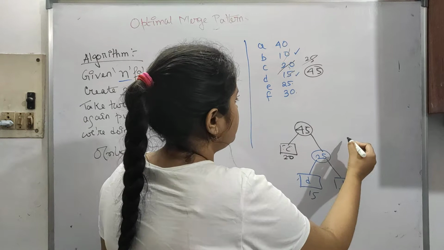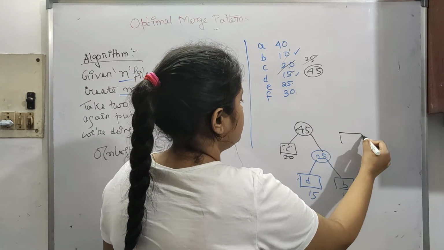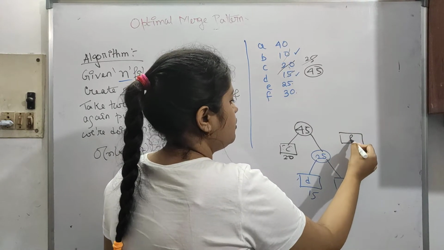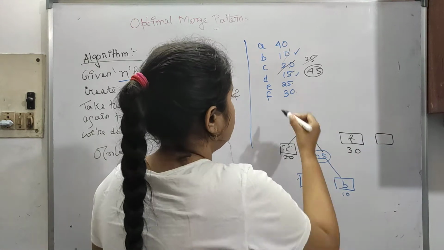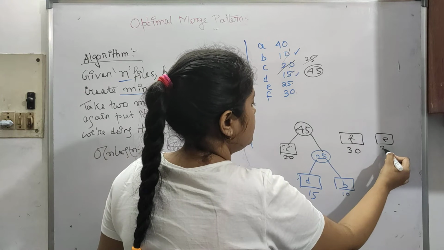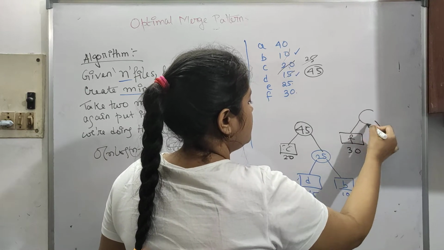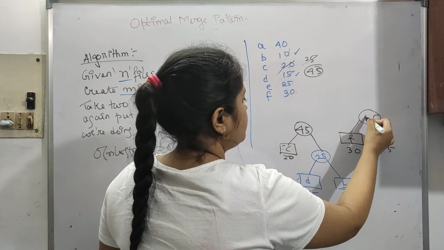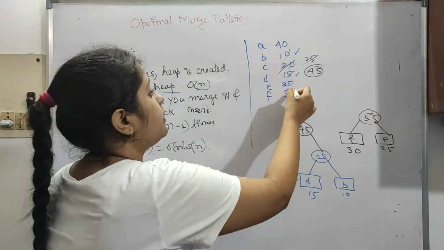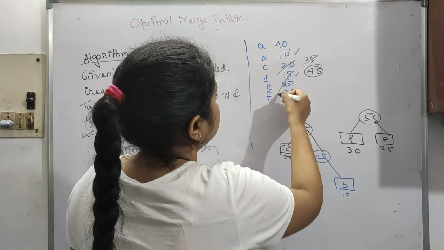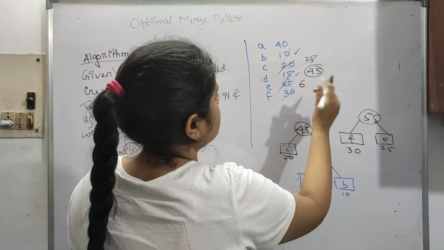So if we take 25 and 30, let's say 30 is put on the left side, because we can put it any way, right or left doesn't matter. Let's say E is 25. So 30 and 25 will give 55. So now 30 and 25 is giving 55.